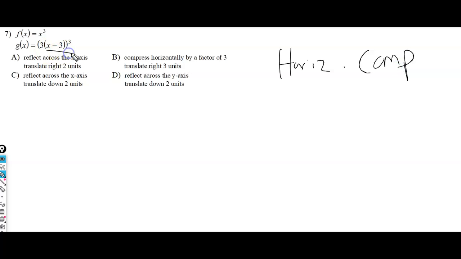And also, we're subtracting a number from the x on the inside of the parentheses. When that happens, that's a horizontal translation to the right. So which one of these descriptions has a horizontal compression and a translation to the right? That would be option B.